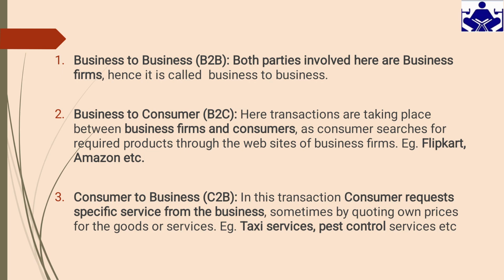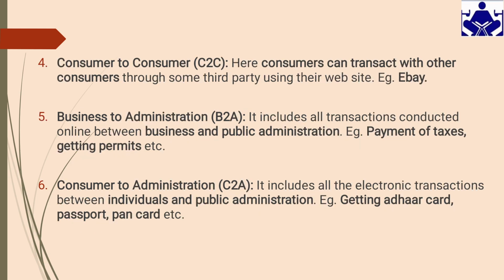Consumer to business, C2B. In this transaction, the consumer requests a specific service from the business, sometimes by quoting their own prices for the goods or services. For example, taxi services, hiring pest control services like Ola, Uber, etc. Consumer to consumer, C2C. Here, consumers can transact with each other through some third party using their website. For example, OLX, eBay. Herein, one consumer will sell goods to another consumer. So that's why C to C.